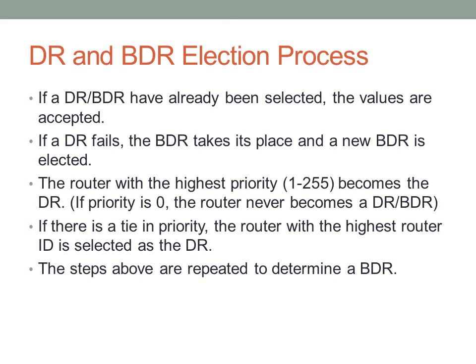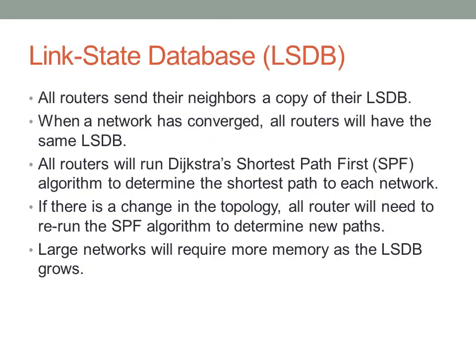So let's say that no DR and BDR have been selected. The router with the highest priority will become the DR, and normally priority isn't set by you. It can be, and that's how you can force a DR or BDR. But if there's a tie in the priority, the router with the highest router ID will become the DR. And so this is where router IDs actually come into play. You can configure these router IDs, or you can adjust the priority. The steps above are repeated to determine a BDR, and so you elect a DR and a BDR in this fashion. Again, highest priority or highest router ID.